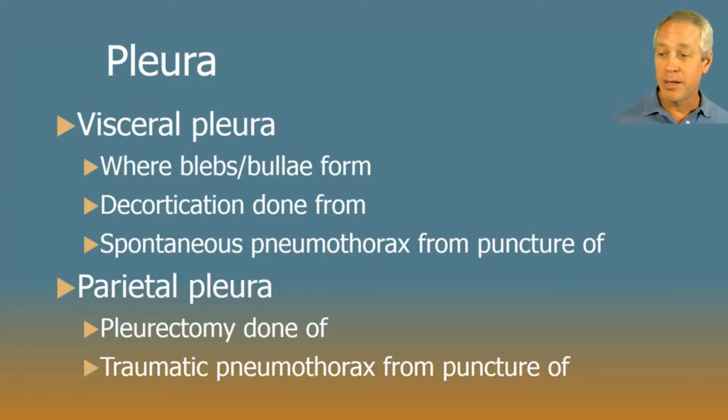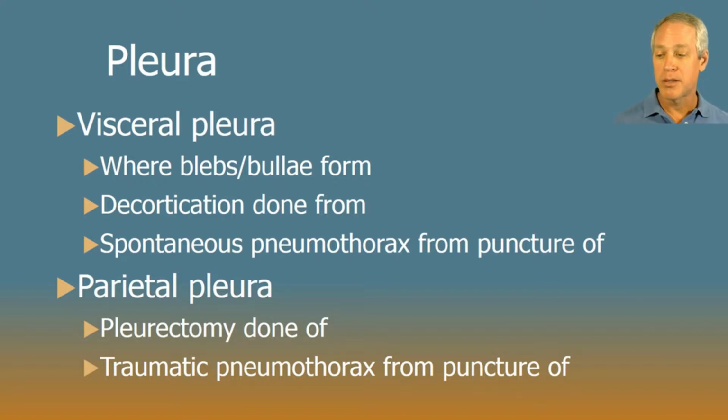So to drill down a little bit, the visceral pleura, to dive in a little deeper, is where blebs and bullae form. That is on the lung, not in the lining of the chest wall. Decortication, which we'll review in the CPT coding, is of the visceral pleura, not of the parietal pleura, typically. So this stuff in an empyema that sticks to the lung sticks to the visceral pleura, not as much to the parietal pleura. So you'll see a peeling, or decortication, is of the visceral pleura.